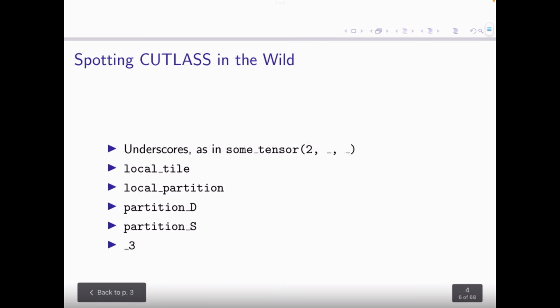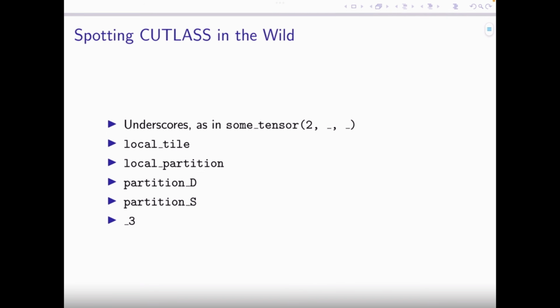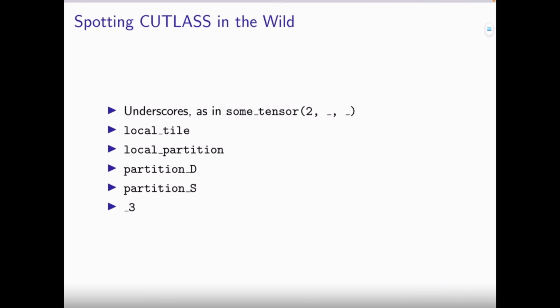Okay, so how do you even know if you are looking at a CUTLASS piece of code? There are these telltale signs. One of them is these underscores. CUTLASS has this indexing convention where if you have a tensor called some tensor, you'll have then parentheses. So you actually index with round parentheses, not the square brackets. And then the indices come separated by commas as usual, but the underscore is like the colon in Python. So it's like the slice, give me everything along this dimension, but only the second coordinate in the first index and stuff like that.